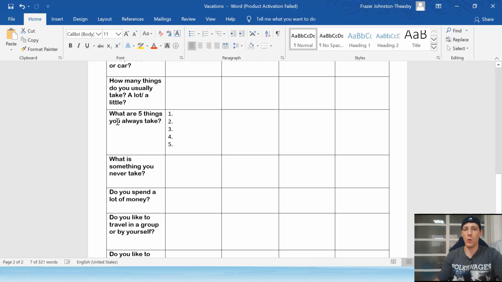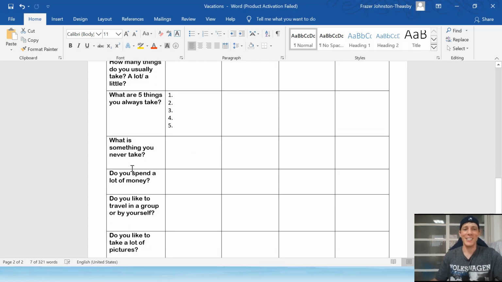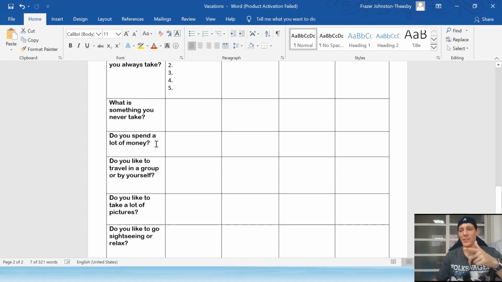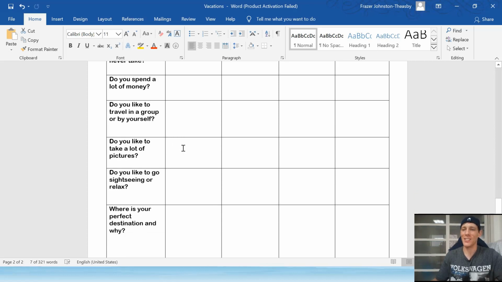What are 5 things you always take? When you pack your bag, 5 things. So just write a list. What is something you never take? English textbook. Like, so when you go on holiday, something you never take. Do you spend a lot of money? Yes or no? No. My parents pay. Next one. Do you like to travel in a group or with friends or by yourself? I like to travel by myself. I like to travel with my friends, like this. Do you take a lot of pictures? Yes, I take a lot of pictures for Instagram, or no, I don't take a lot of pictures.